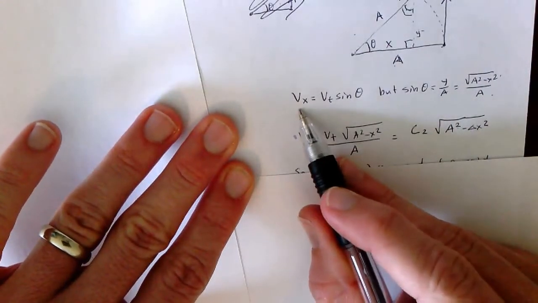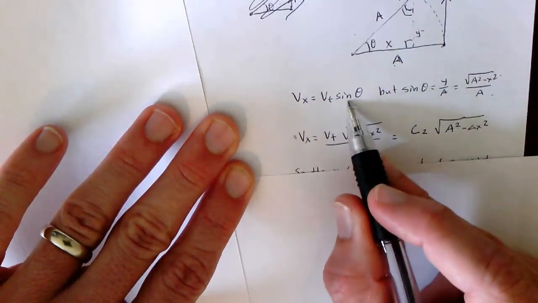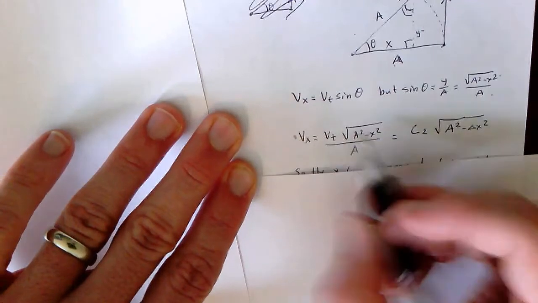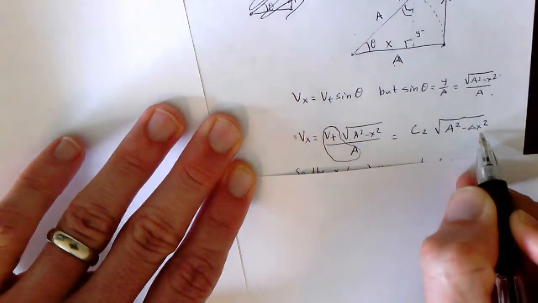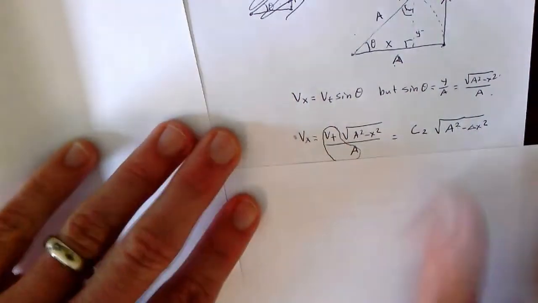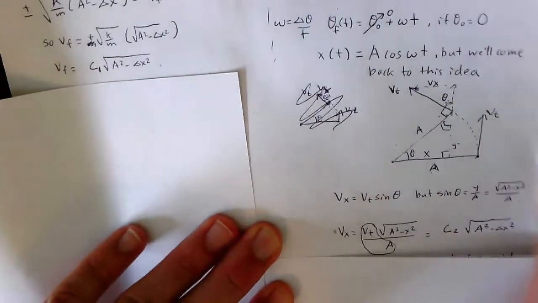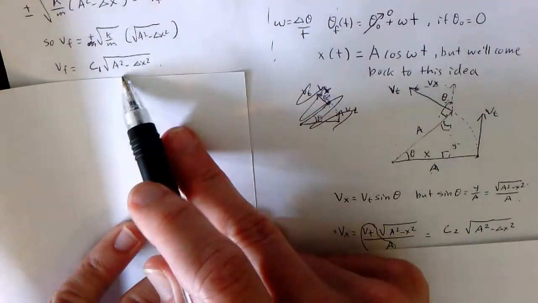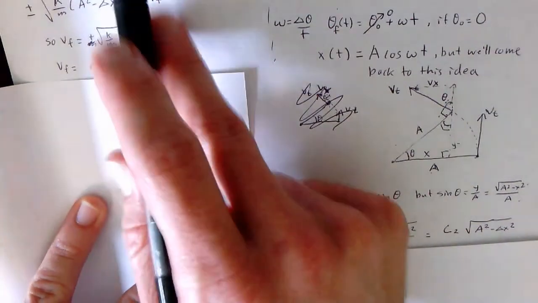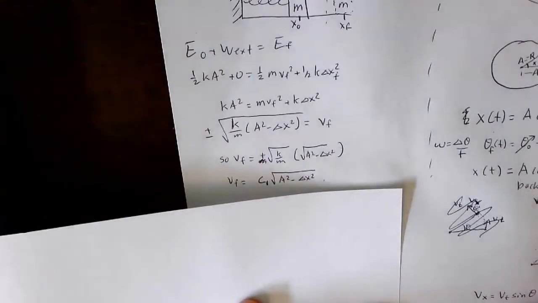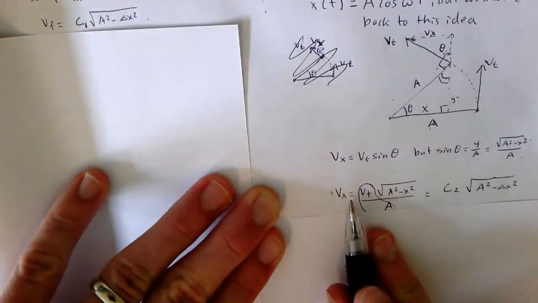Sorry, Vx is Vt sine theta, but for sine theta we're just going to take this and plug it in right there. And we get this. And then this right here is just some constant times the square root of a squared minus x squared. And if we go back to my other side up here, that's what we had. These equations are very similar. Okay, so the v final, the mass moving back and forth, has the same similar form of equation as the velocity here.